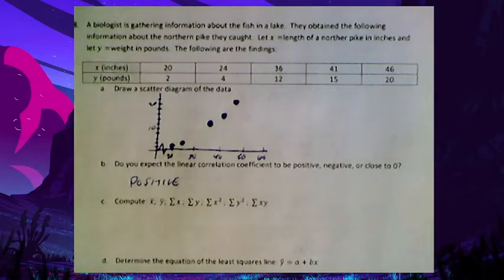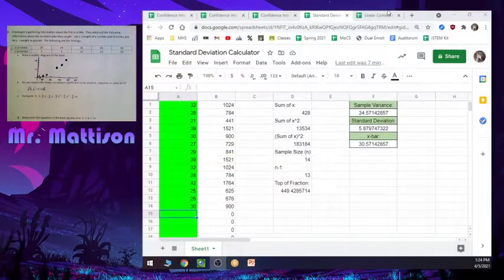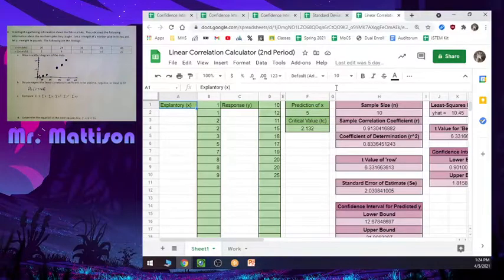Now we need to compute our x bar, our y bar, sum of x, sum of y, sum of x squared, sum of y squared, and sum of xy. I made this small enough that you can do this entire problem by hand. It's not too bad, but part of why I had you make those calculators is so that you can actually use them. So pull out your linear correlation calculator.